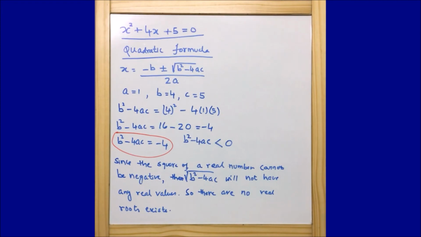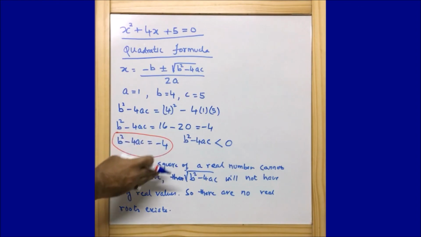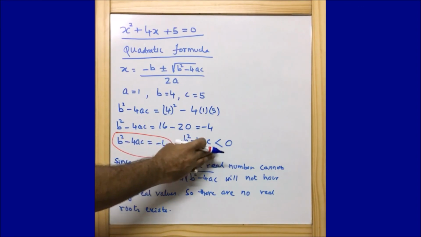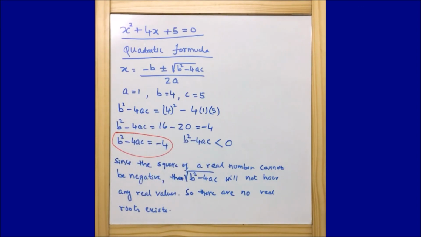Now for any quadratic equation we should always do a check like this: b² - 4ac should always be greater than or equal to 0. If it is less than 0, then there is no chance of finding any real roots. We should stop there, and we can directly say in one line that as b² - 4ac is less than 0, there do not exist any real roots of x.